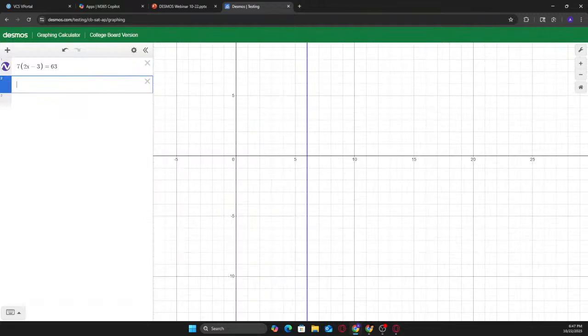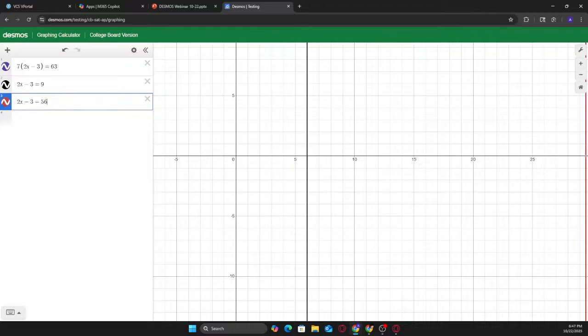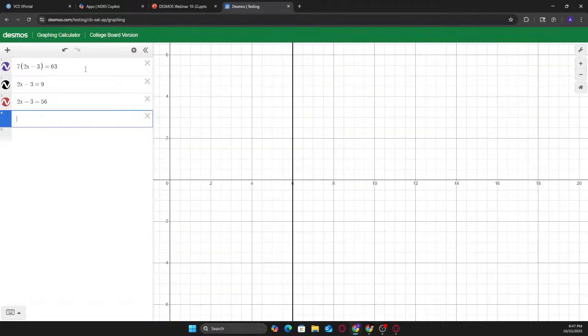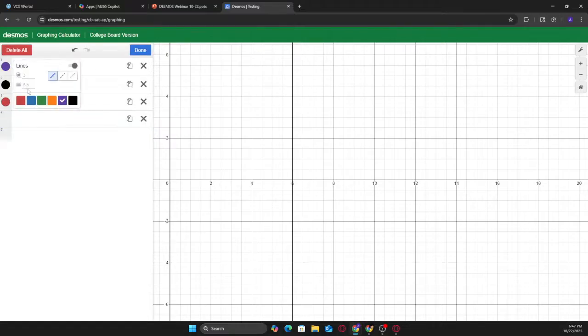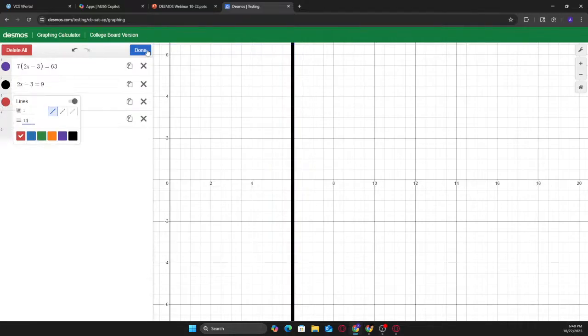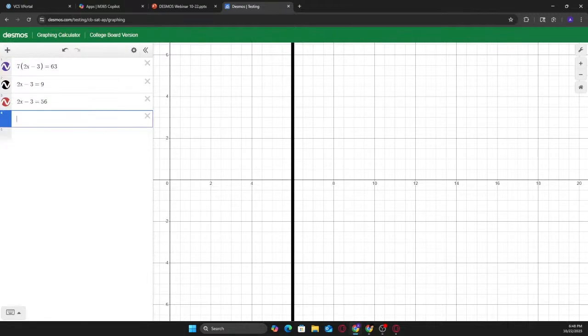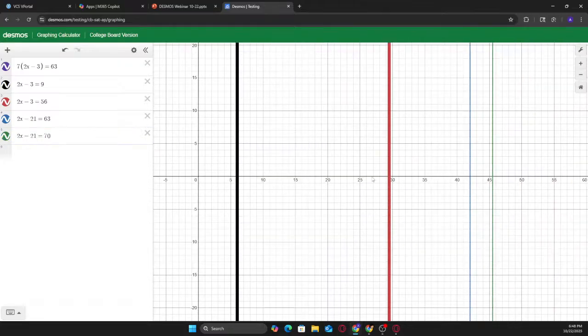Now we're going to type in each and every one of the answers, and then we're just going to compare which one is actually similar. And we can tell it's similar if a line is crossing. So we're just going to increase each and every one, and so we're going to say that's 10, that's also 10, that's 10 as well. So 2x minus 3, 2x minus 21 equals 63, and 2x minus 21 equals 70. So we're going to look at this right here.